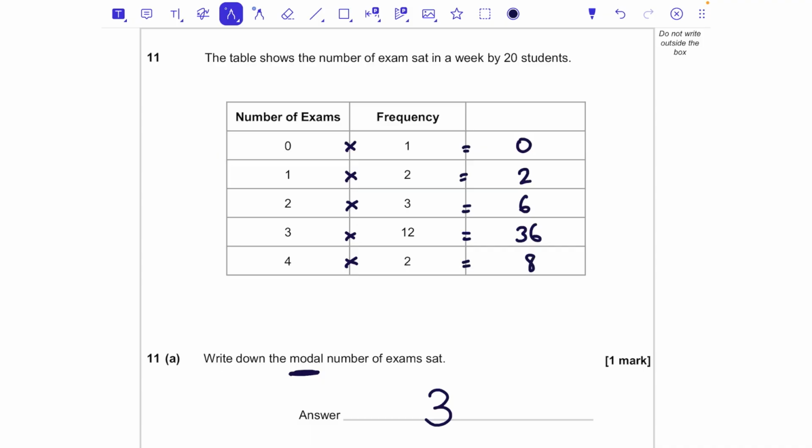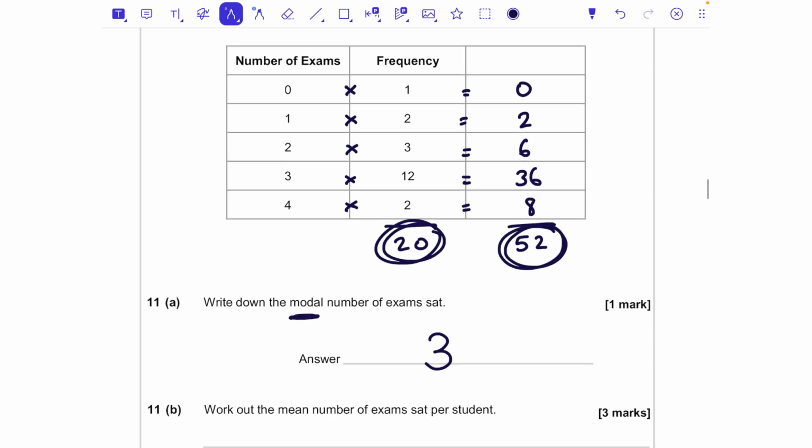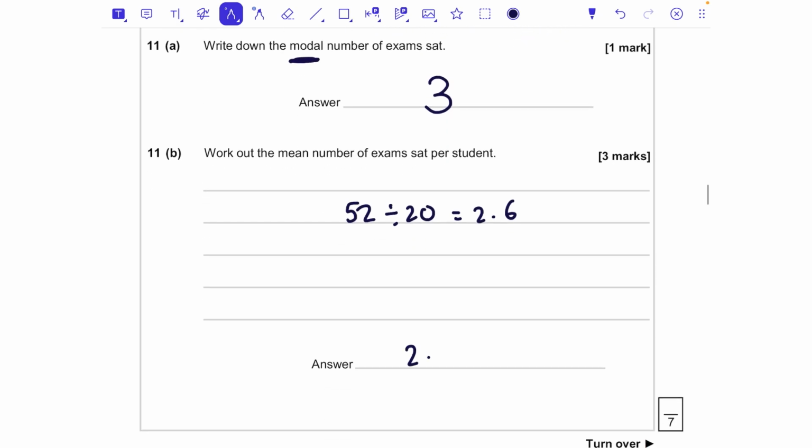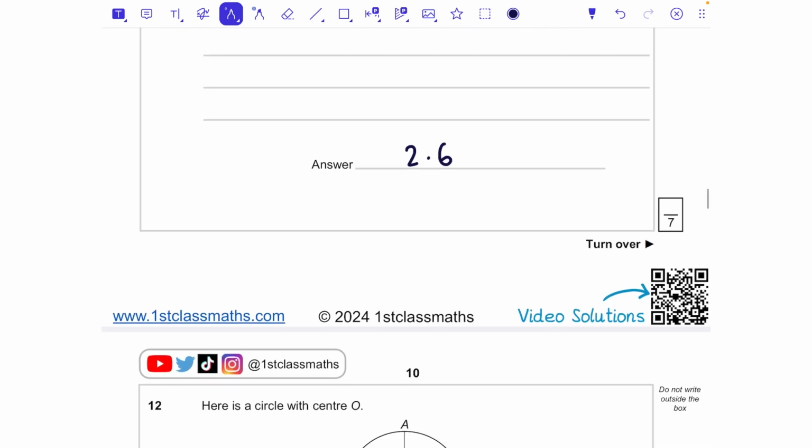We're then going to add all of that together. 36 add 8 add 6 add 2. And that is 52 exams in total between the 20 students. So we're going to do the total number of exams divided by how many students there were. 52 divided by 20 is going to be 2.6. So on average, they sat 2.6 exams each.